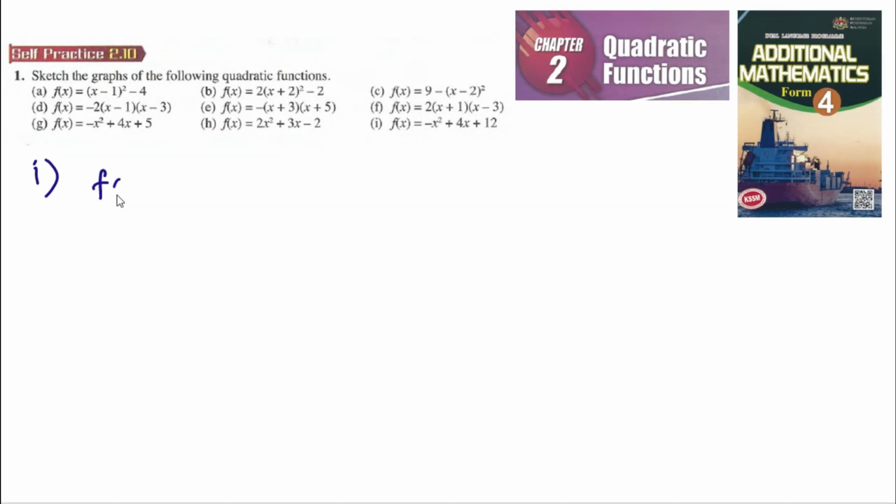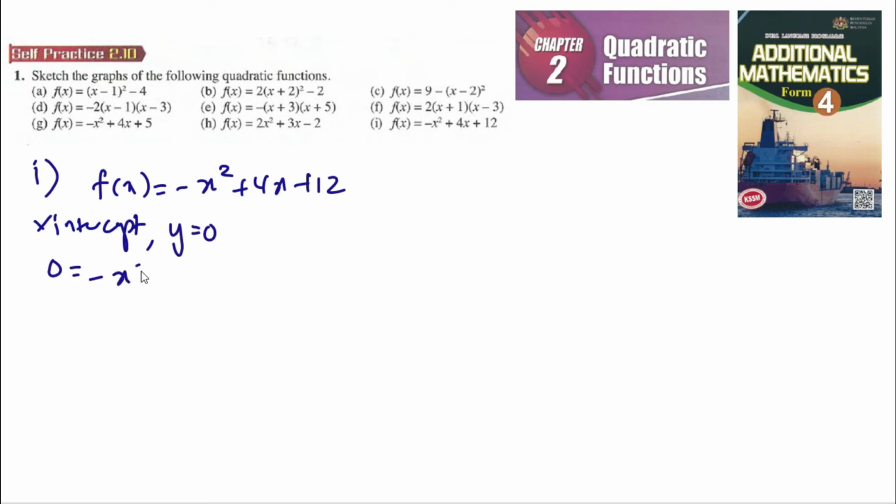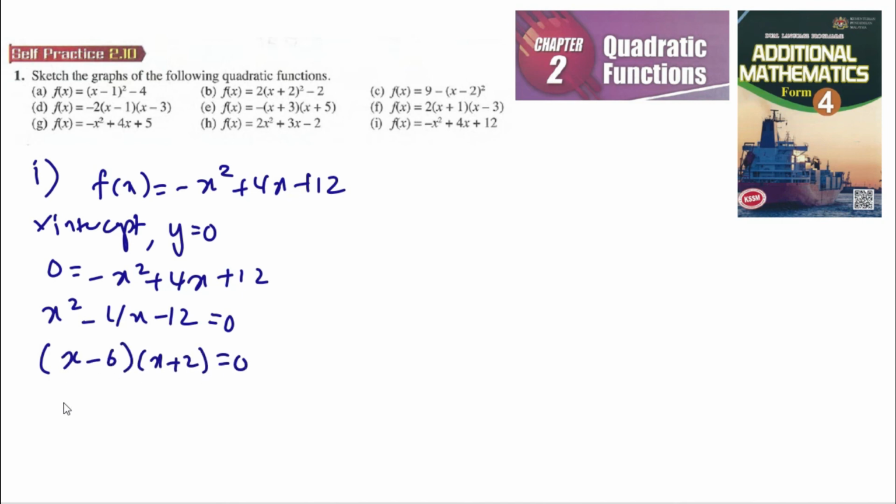Next, f(x) is equal to negative x squared plus 4x plus 12. So the x-intercept is when y is equal to 0. 0 is equal to negative x squared plus 4x plus 12, so x squared minus 4x minus 12 is equal to 0. So (x minus 6)(x plus 2) is equal to 0. x is equal to 6 and negative 2. So the x-intercepts are 6 and negative 2.